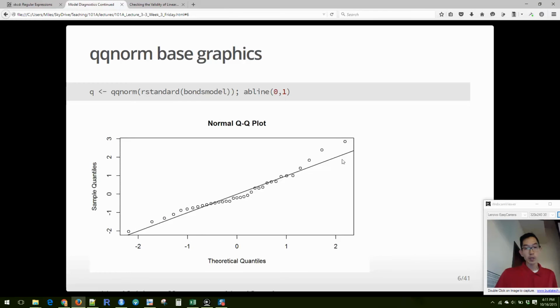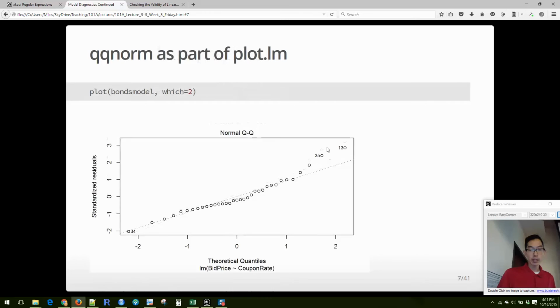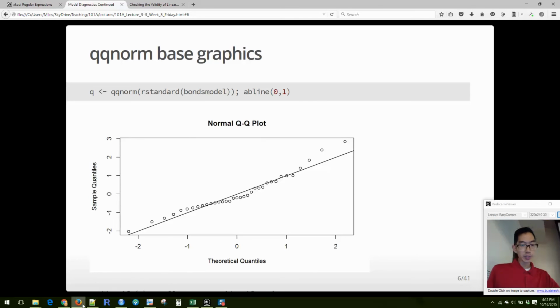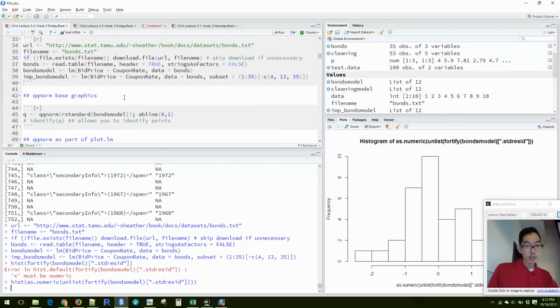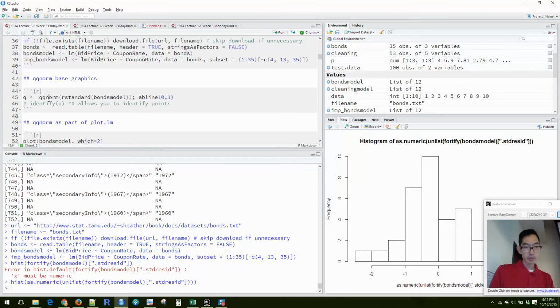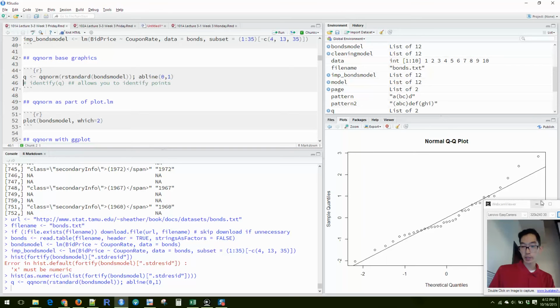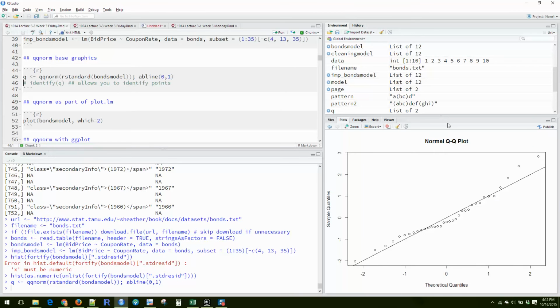With the base graphics, you can do something called identify. So I'm going to create our QQ normal plot here. And then you can say, I'm curious, these ones stick out, I want to know what they are. To do this, you have to assign your QQ norm to an object, and then you say identify Q. And this only works with the base graphics.